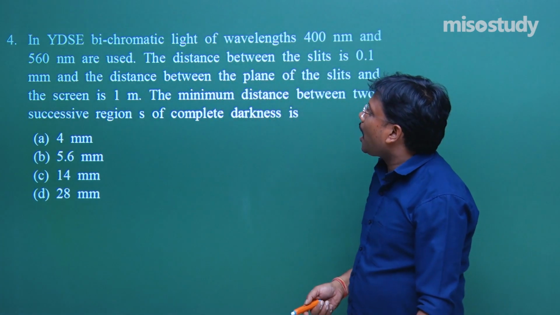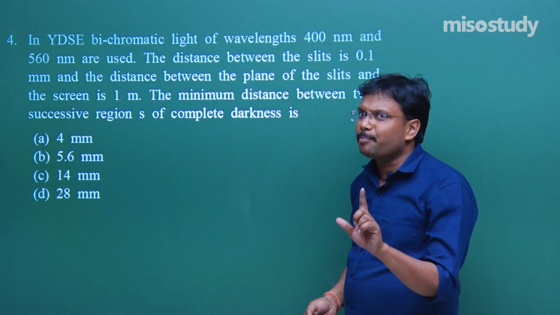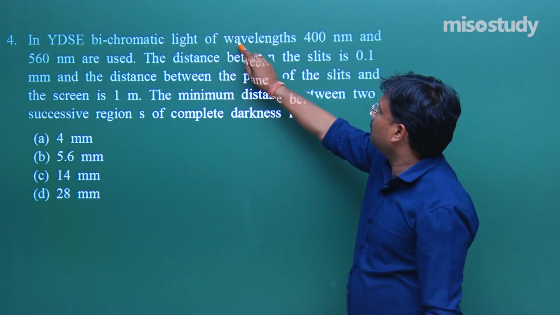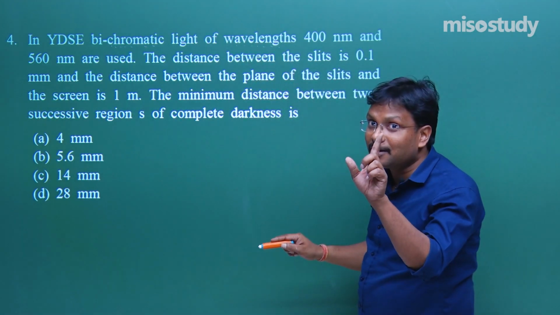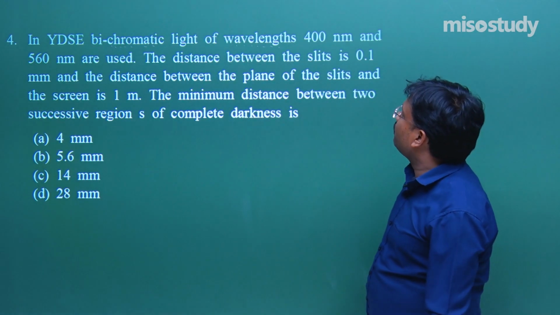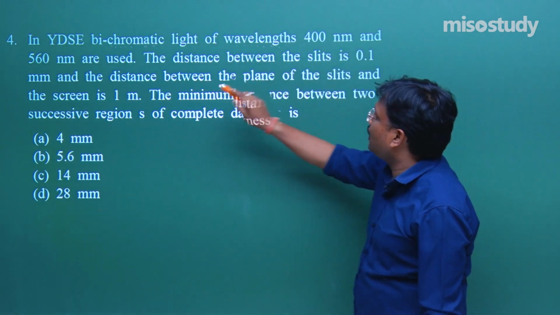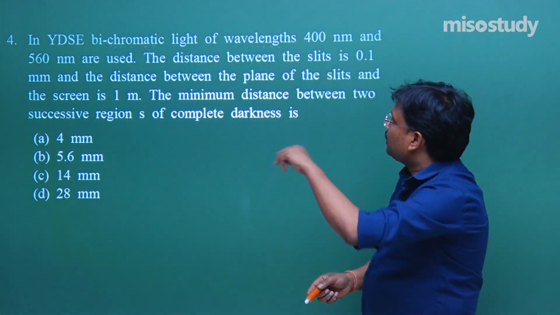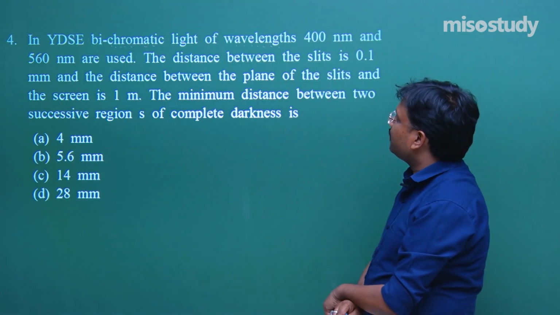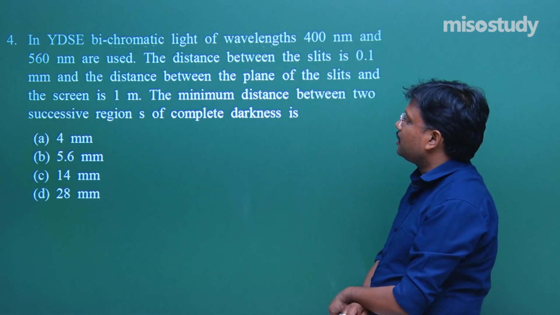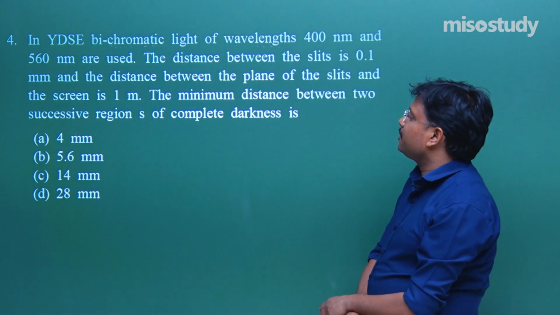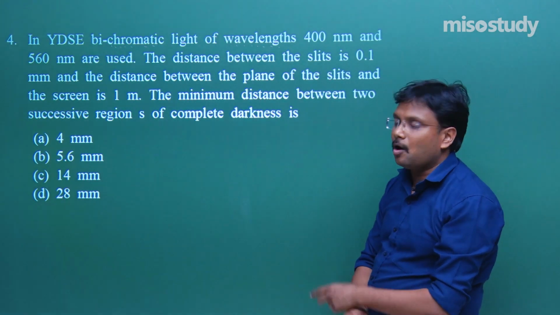In YDSE, bichromatic light, now here's a problem. What is the meaning? Two wavelengths, not monochromatic. In YDSE bichromatic light of wavelength 400 nanometer and 560 nanometer are used. The distance between the slits is 0.1 mm and the distance between the plane of the slits and the screen is 1 meter. The minimum distance between 2 successive regions of complete darkness is how much?